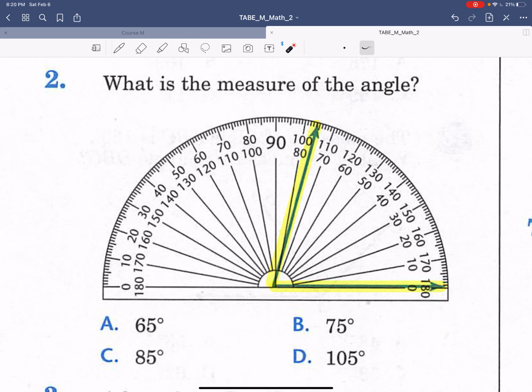So get your scale started. You're on the lower scale, and you go up to this line, which is less than 80, but more than 70. So I'm going to go with B. It is between 80 and 70. That is 75 degrees. Again, that is an acute angle. Just to practice your vocabulary. That's the only way to learn it.